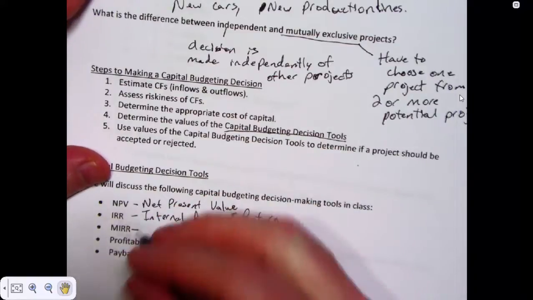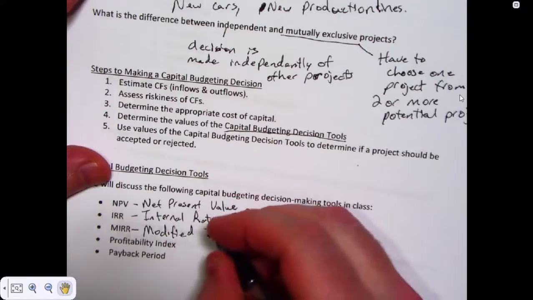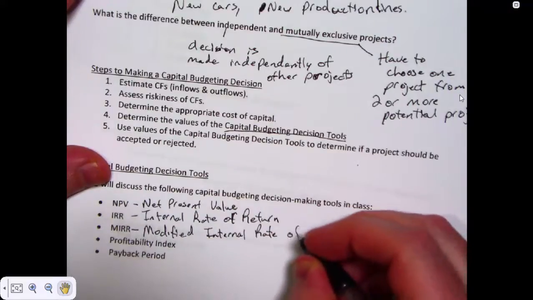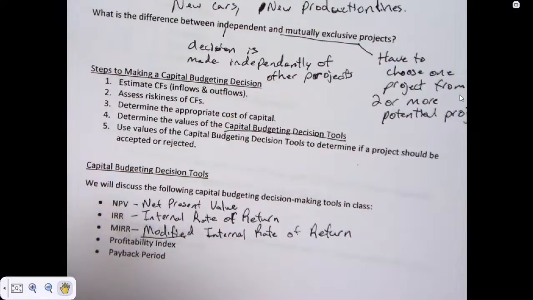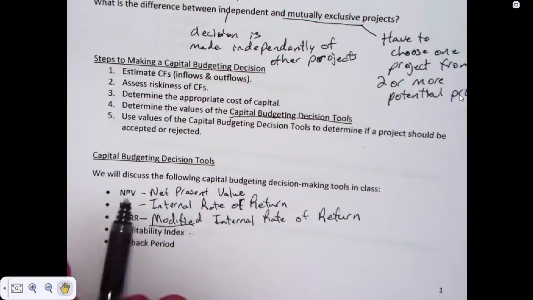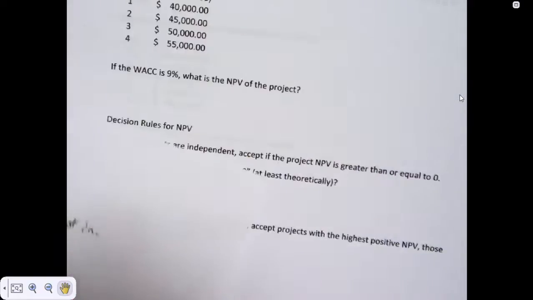And to solve those problems, we actually use something called the modified internal rate of return. And I'll describe how we modify it so that it solves most of our problems later. The profitability index we'll talk about, it's a form of the NPV that scales everything for us. And then finally, the payback period, and that's just a period of time over which we expect the project to pay back.